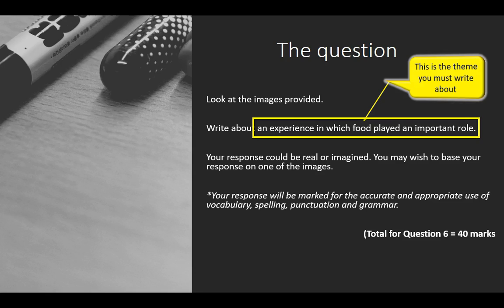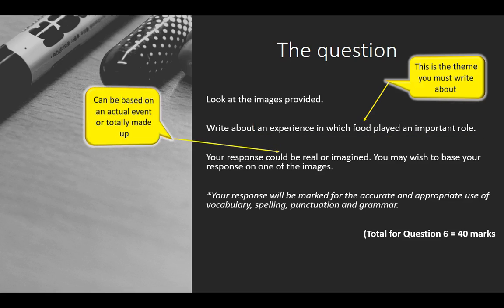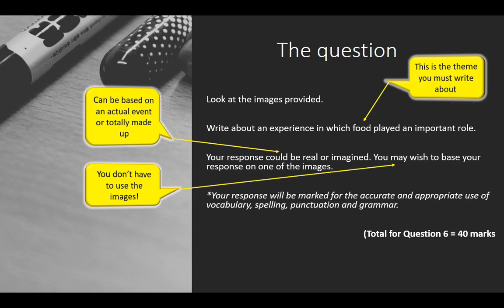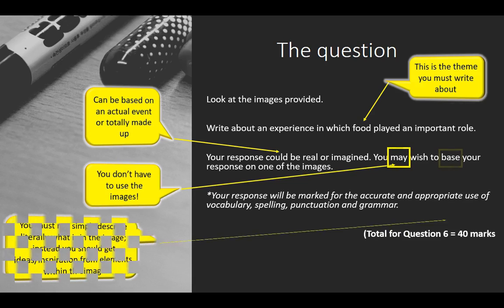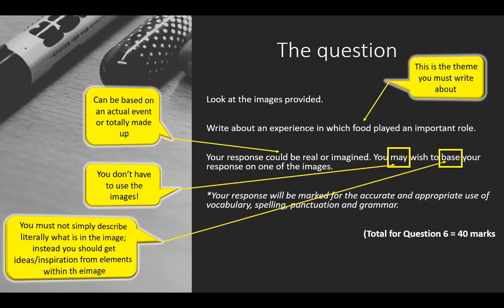That is what we must be writing about. Okay, we then get told that it can be based on something real, so it could be an actual event, but we do have to render it in an imaginative way. We have the option of using images, and we can base them on one of those images. So we can take the ideas from one of those images and use it to help us convey whatever event or setting it might be that we're going to use in response to this.